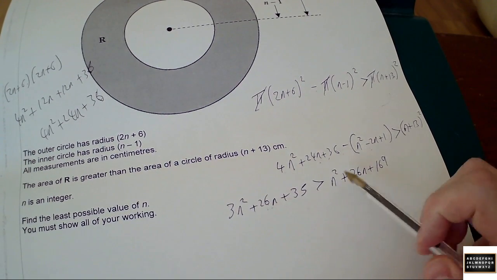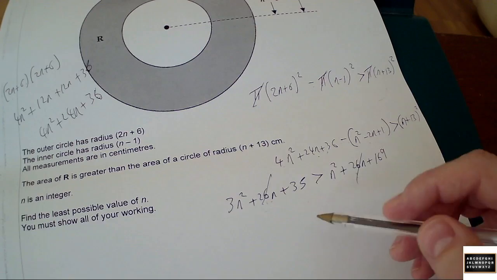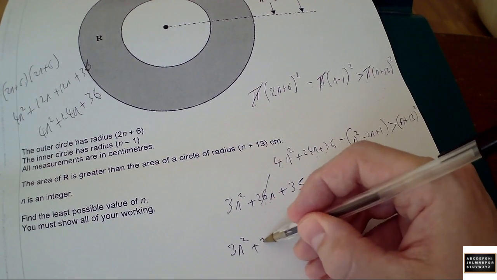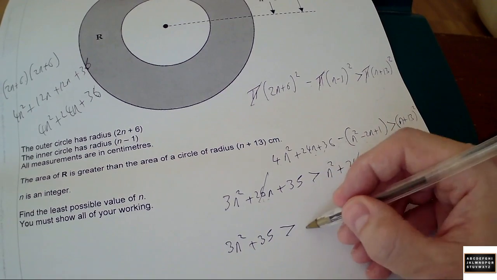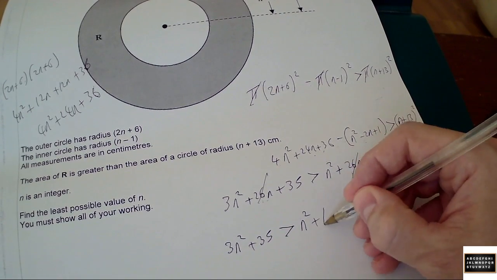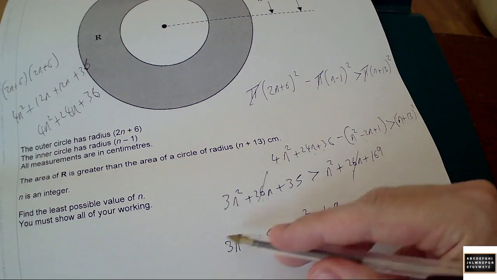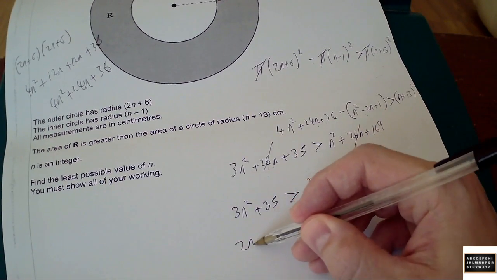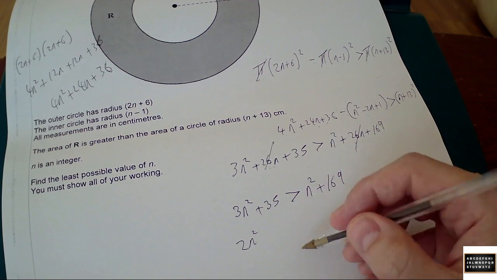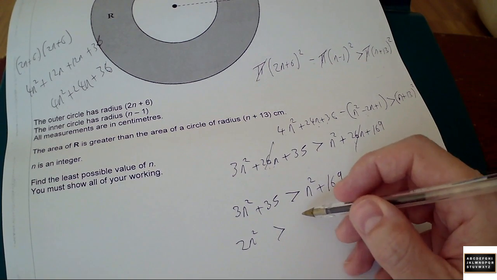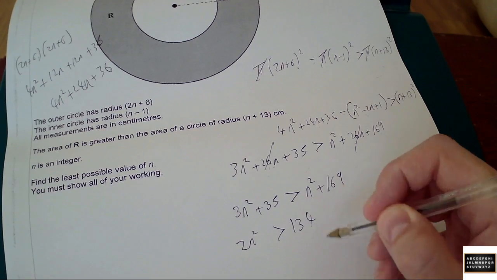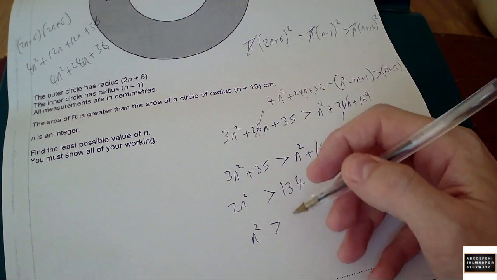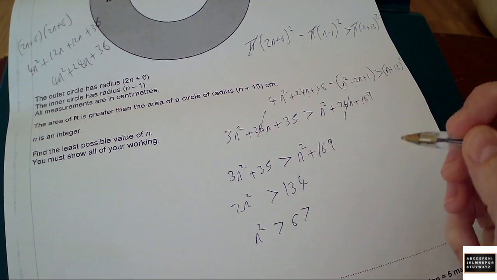26n on both sides is quite useful because that's fortuitous, they can cancel each other out, leaving you with 3n squared plus 35 being more than n squared plus 169. Now the n squareds, I can bring them all together, so 3n squared take away the n squared gives you 2n squared. 35, I'll bring that over to the other side, so 169 take away 35 is 134, and then dividing everything by 2 will give me 67.